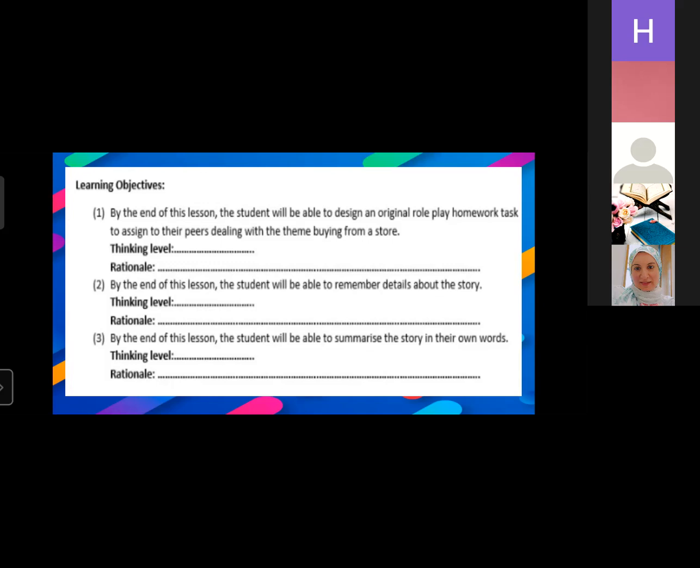Okay, number 3, by the end of this lesson, the student will be able to summarize the story in their own words. And be careful, in their own words. Not only summarize, but, yes, Mr. Ahmed? I think it's analyzing. It can be analyzing or understanding.